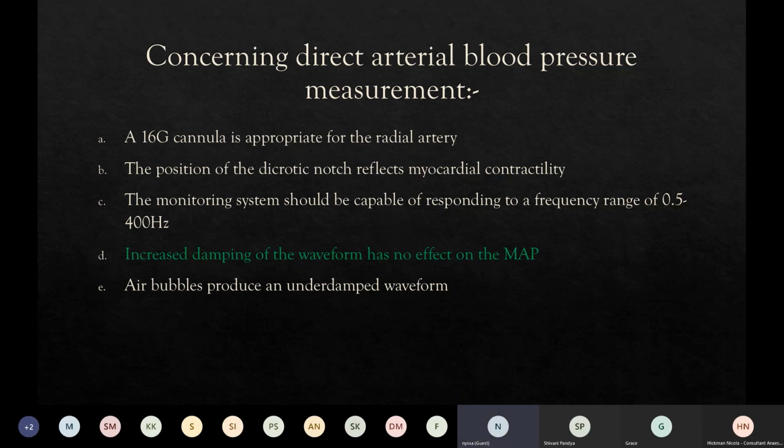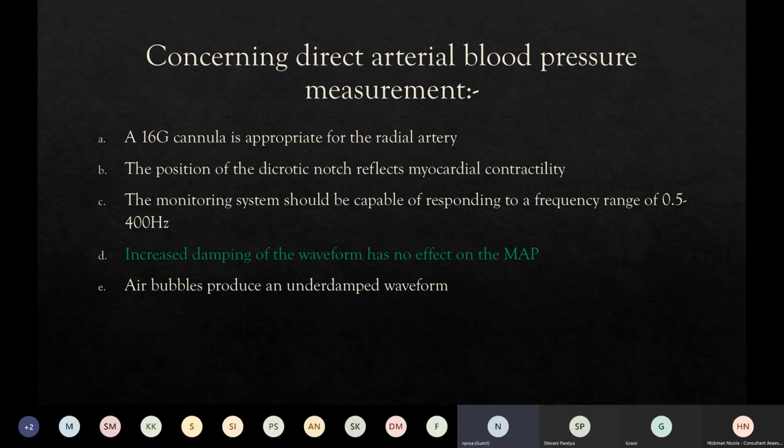So B, the position of the dicrotic notch reflects myocardial contractility. As you all identified, that is false. The position of the dicrotic notch can give you useful information about the systemic vascular resistance. If the dicrotic notch is quite late or very low down the slope or even separate to the first slope, then that suggests that they are very vasodilated and may respond to either some filling or some pressors to cause vasoconstriction.